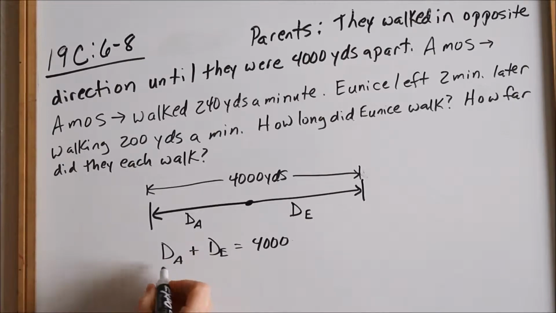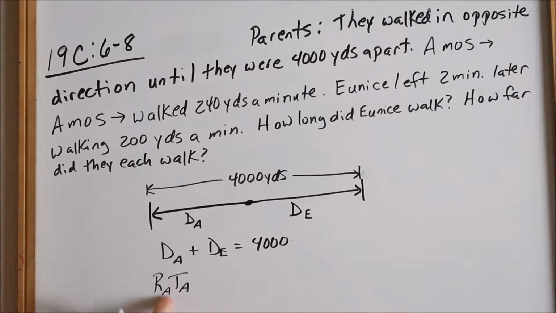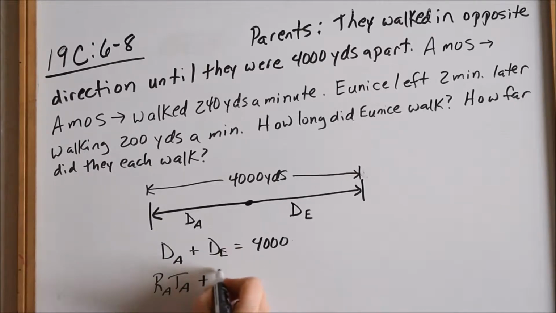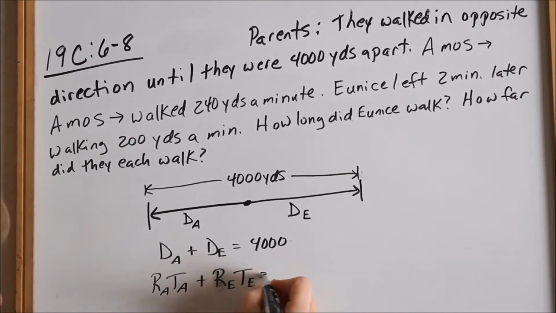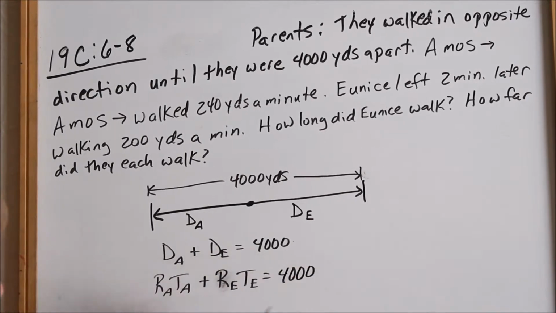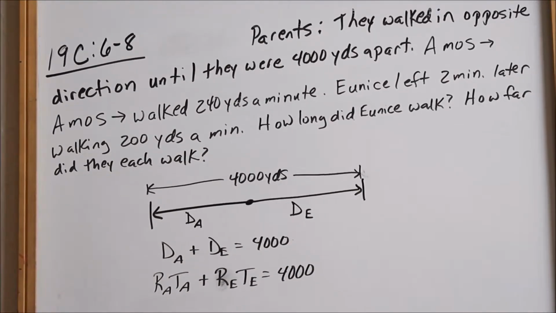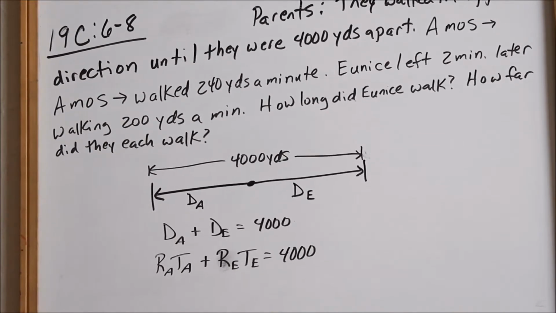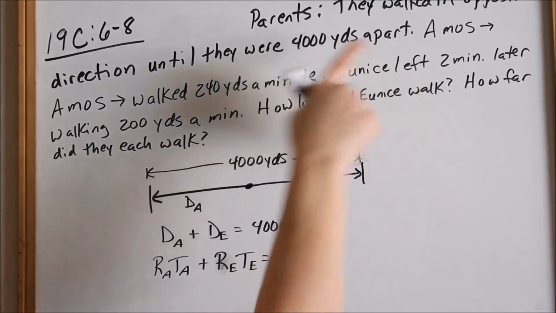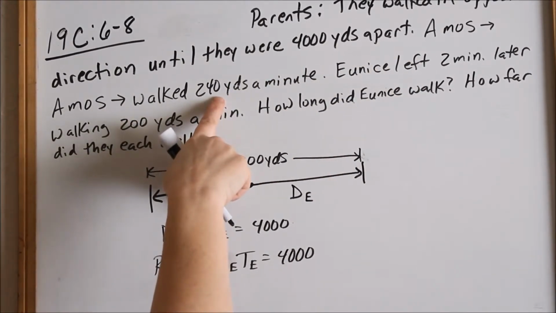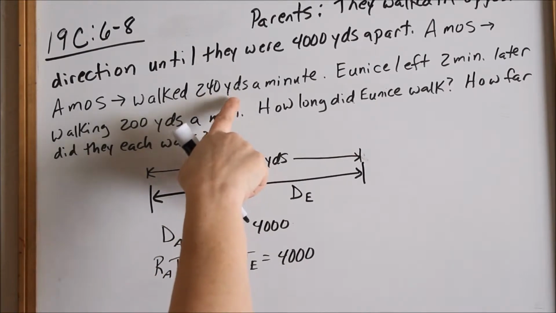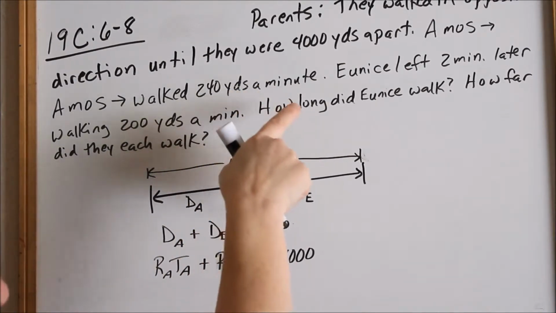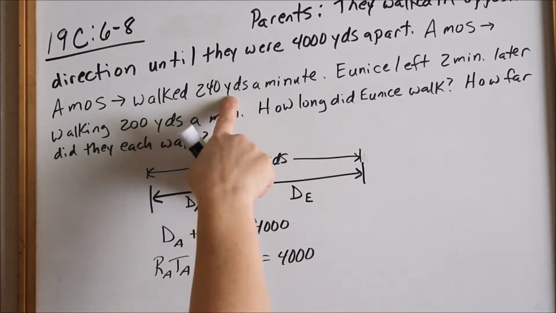So Amos's distance is his rate times time. I'm going to keep the subscript of A, and then I know that Eunice's distance is a rate times time, and that equals 4,000 yards. So if I go back to my problem, I can write down all the information that I'm told. In the problem it says that Amos walked 240 yards a minute. Okay, when you're given yards a minute, feet per second, miles per hour, that's a rate.